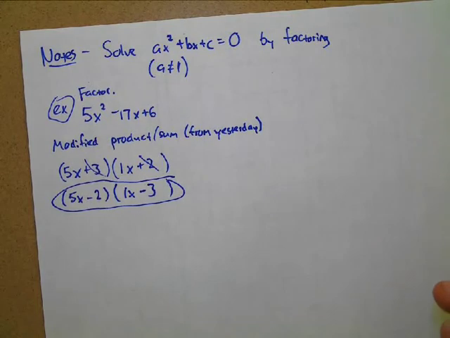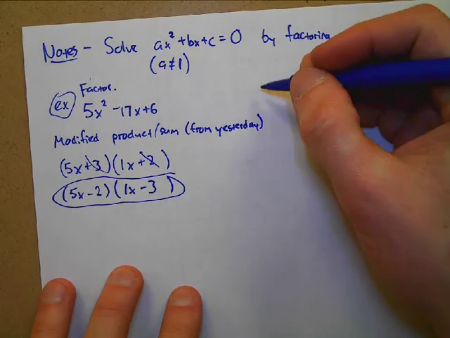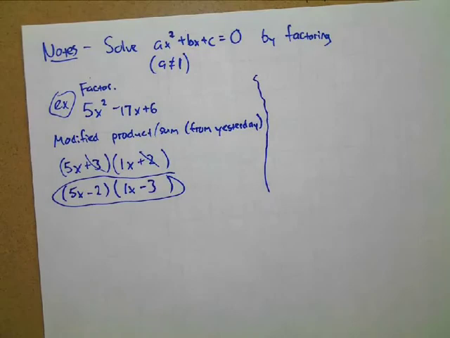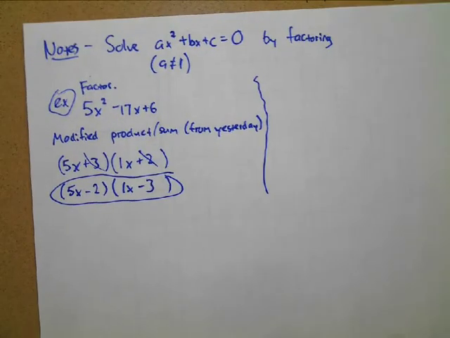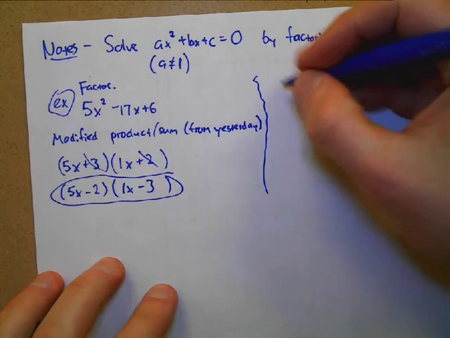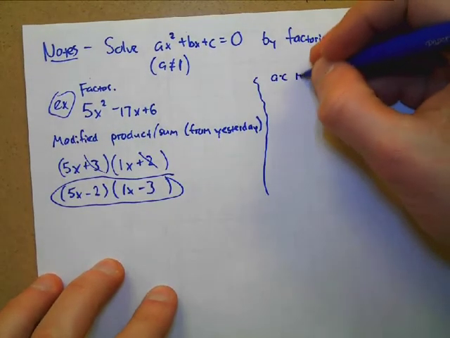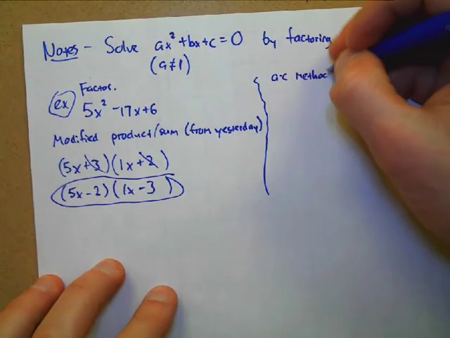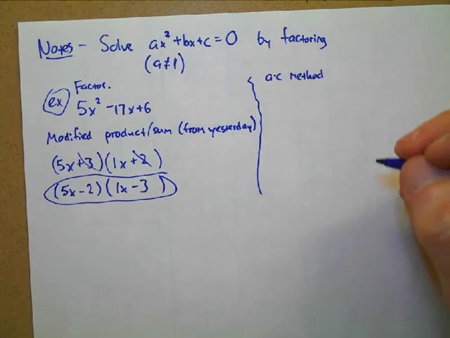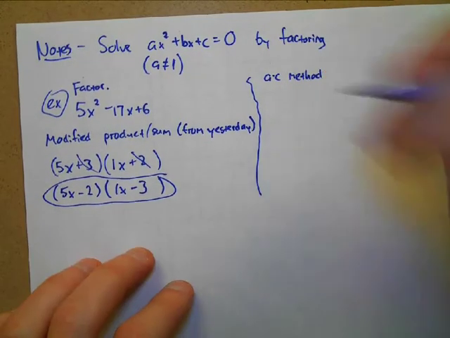Yes? What about the AC? Okay, we're going to get to that. Yes, yes, yes. So this is one way to do this problem. The other method that takes some of the guesswork out, or at least reduces it back to like a problem we did yesterday, okay, is the AC method, we'll call it. Okay, and just because we need a name to refer to it, and that's one way to do it.